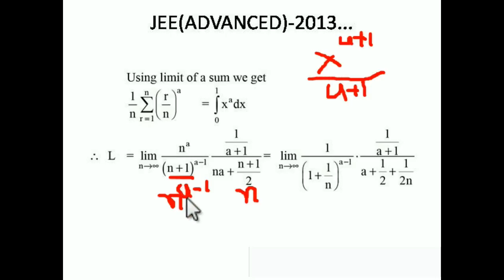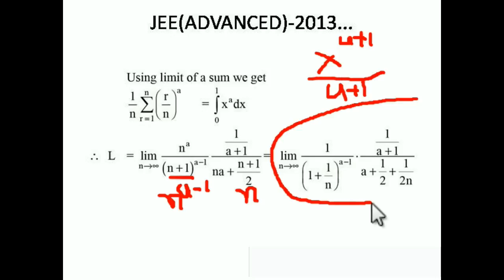If I divide it by n raised to a minus 1, then n plus 1 upon n whole raised to a minus 1. Okay, so this becomes 1 plus 1 by n whole raised to a minus 1. Now this n divides here, so it becomes a. Then if n divides here, it becomes 1 by 2. And if here, then it becomes plus 1 by 2n. Okay, now this is my final term. Now I just have to apply the limits, because all the terms are converted into the 1 by n form.